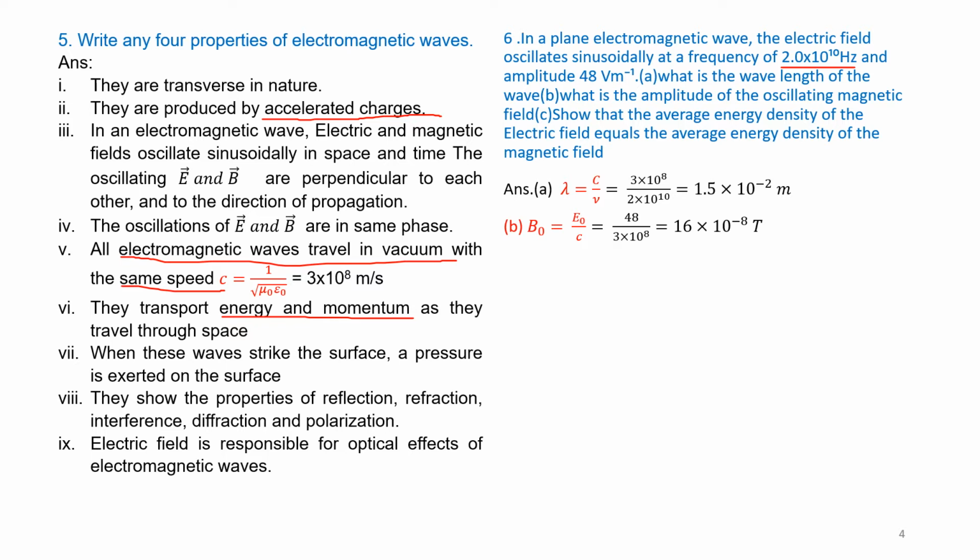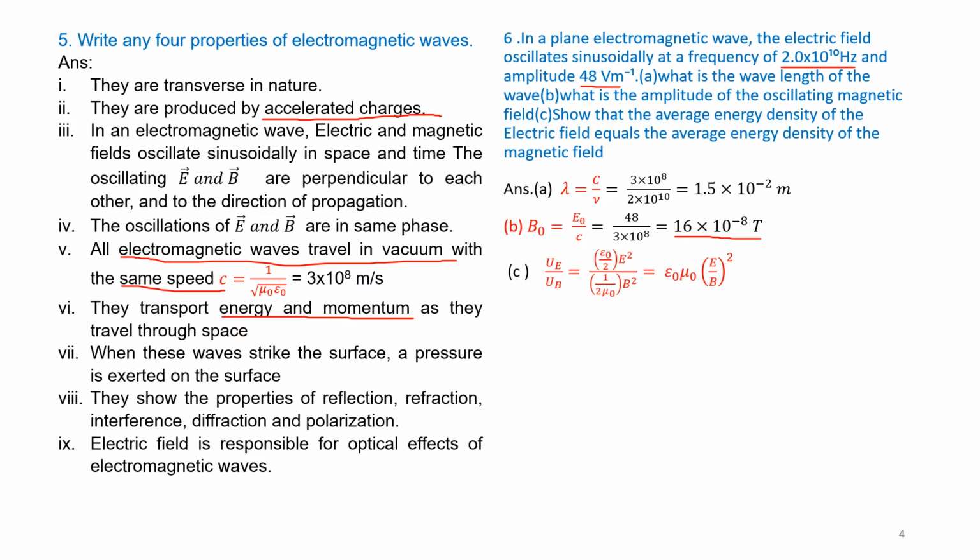And E naught is given as 48 volts per meter. Substituting the values of E naught and C, we get the answer as 16 into 10 to the power of minus 8 Tesla. Please remember, E naught is volt per meter, whereas magnetic field B naught is Tesla. This difference, please note it down.